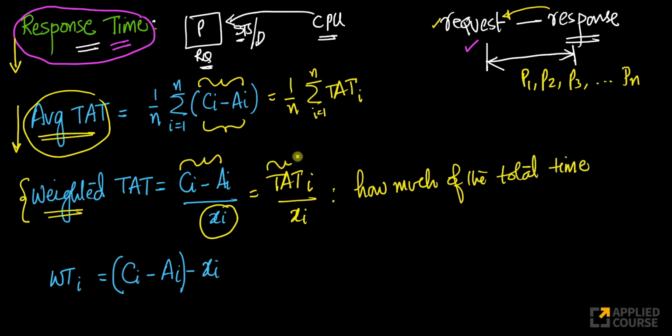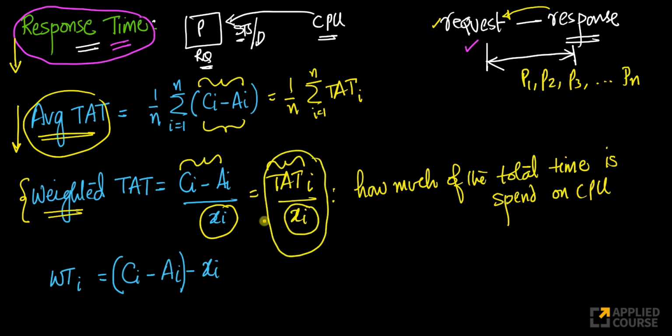This is the total time that the process is spending between its arrival and completion. How much of the total time is spent on the CPU? Look at this. If I spend more time on the CPU, this whole value will reduce, right? Because this number is increasing. So your weighted turnaround time is basically a ratio of the total time we are spending to the total time we are spending executing.